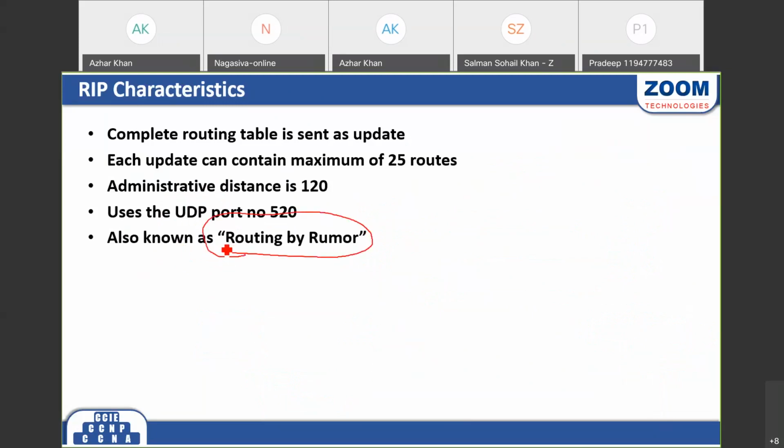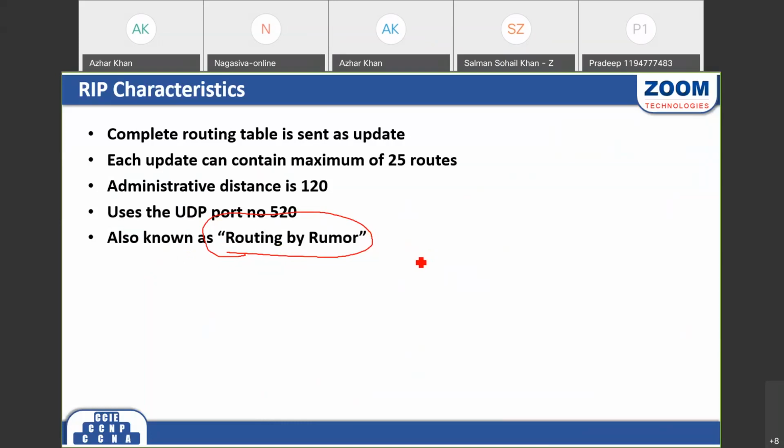So RIP is also called routing by rumor. Rumor means what? In simple words, false information, wrong information. Also known as routing by rumors.